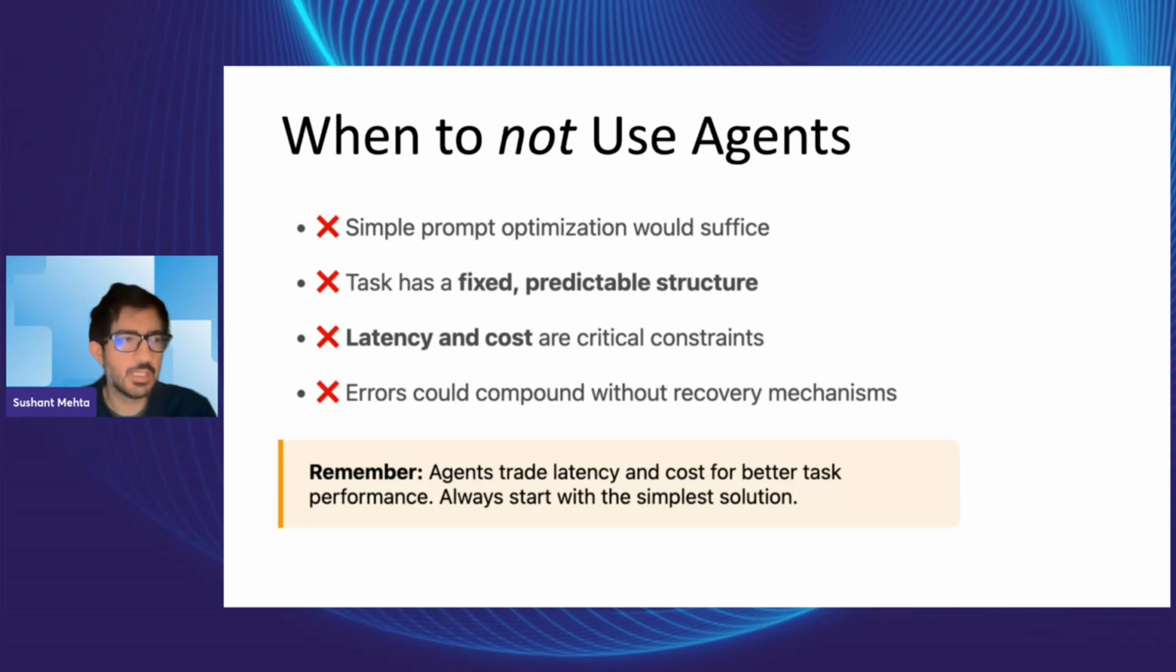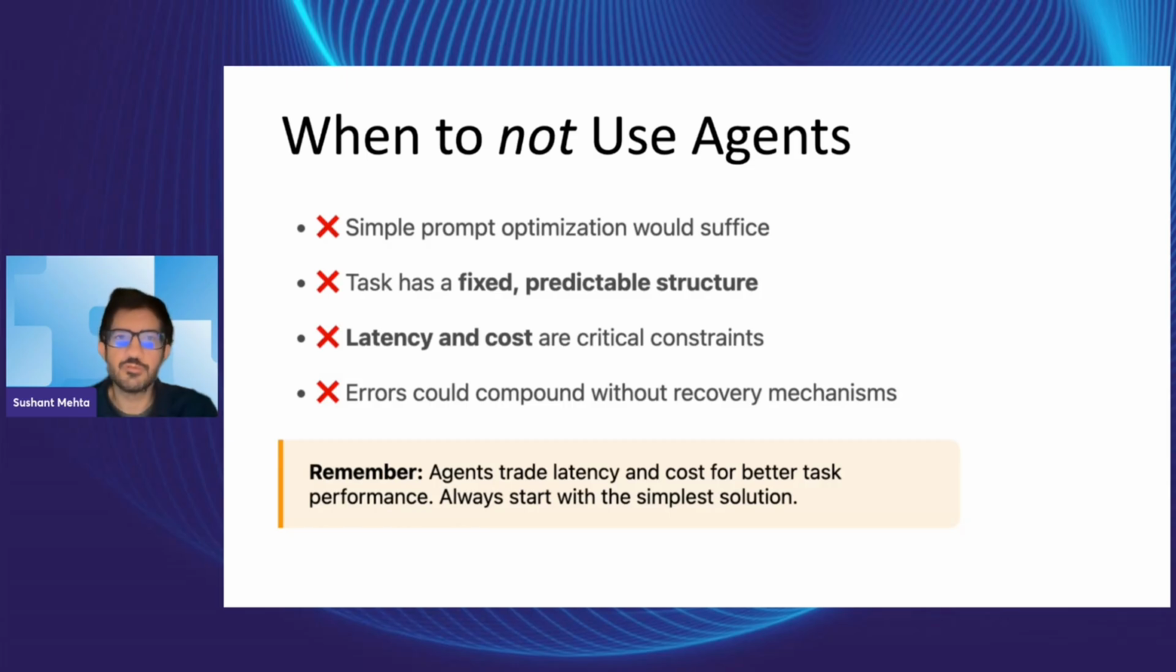But these days, you can just get away with fairly detailed prompts because the models have become so good at getting what your intent is and then accomplishing that task exactly as you intended. Also, when your task has a fixed predictable structure, it's more like a workflow, and you can do that too. You don't typically need agents for those.